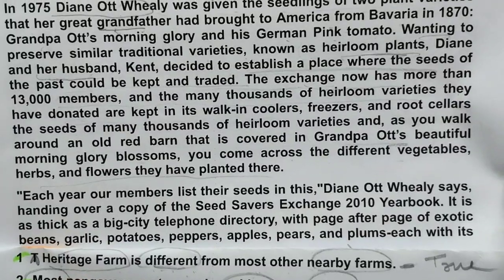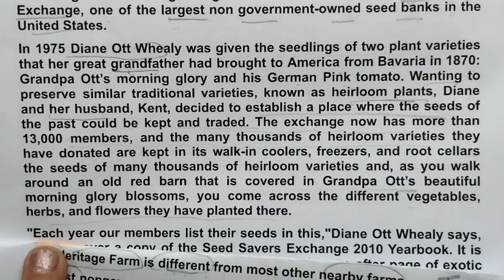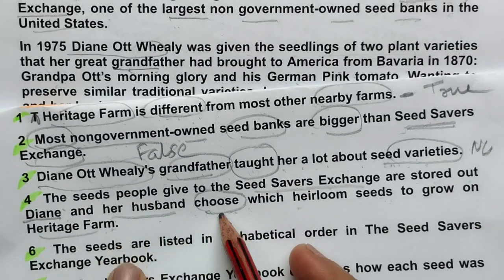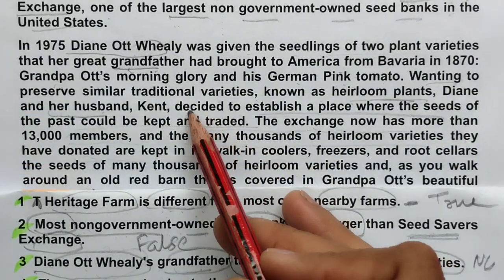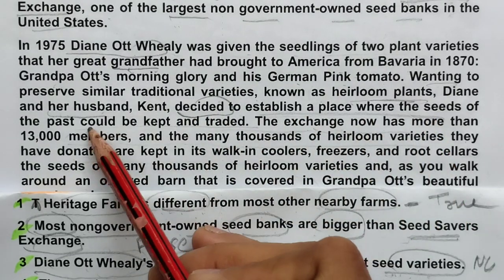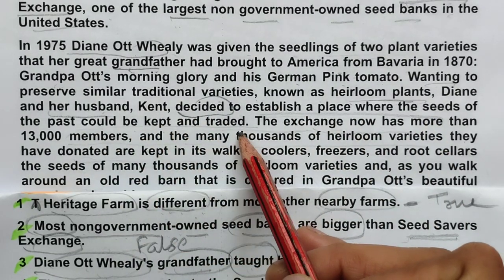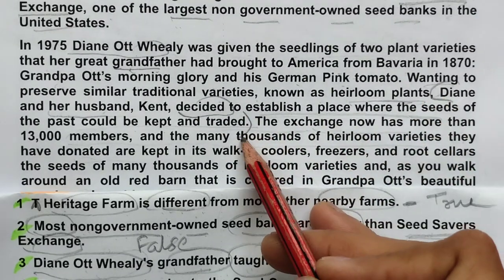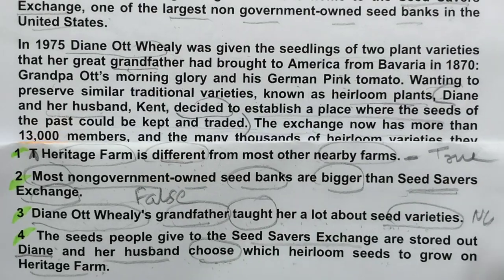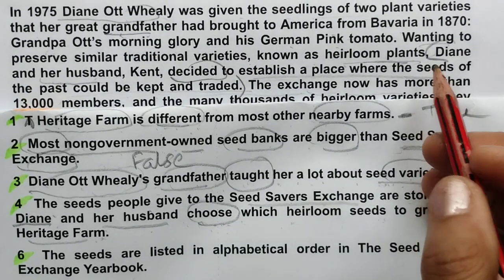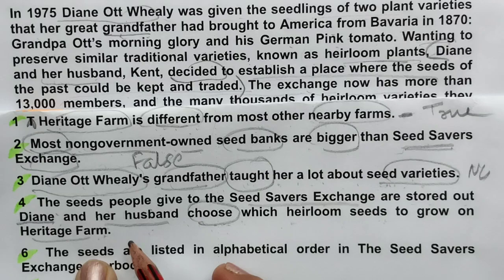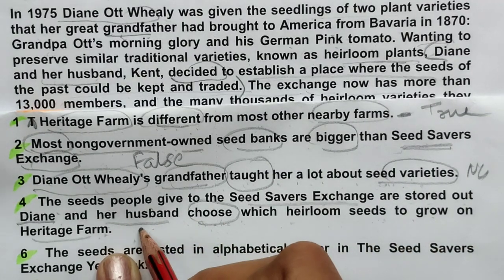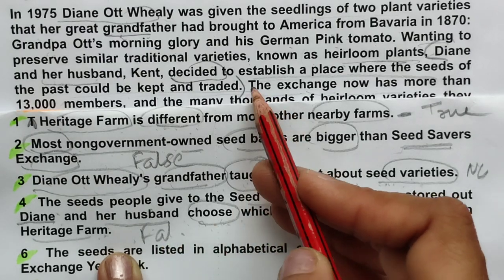Let's read it again here. They decided to establish a place where the seeds of the past could be kept and traded. Only that they have decided. Opposite information is given. See this, from here to here the location is there. I will show you the question again. From here to here, and we are looking for the fourth question. So they did not choose which heirloom seeds to grow. So this is false.